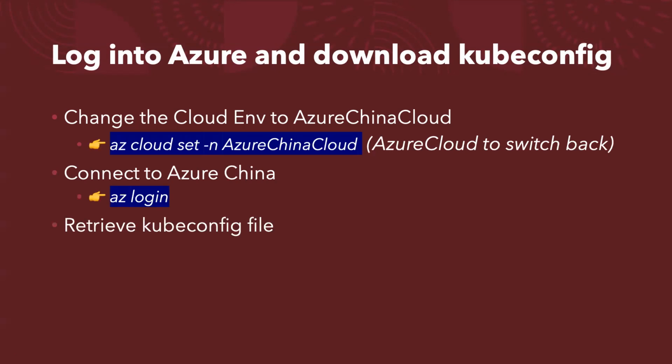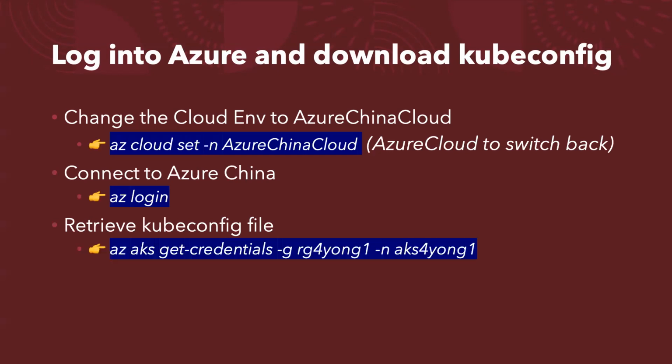How do you retrieve the kube config? You just run the command az aks get-credentials -g rg-for-Yongkang. That's my resource group name, followed by -n, which is my cluster name, aks-for-Yongkang. That's all I need.